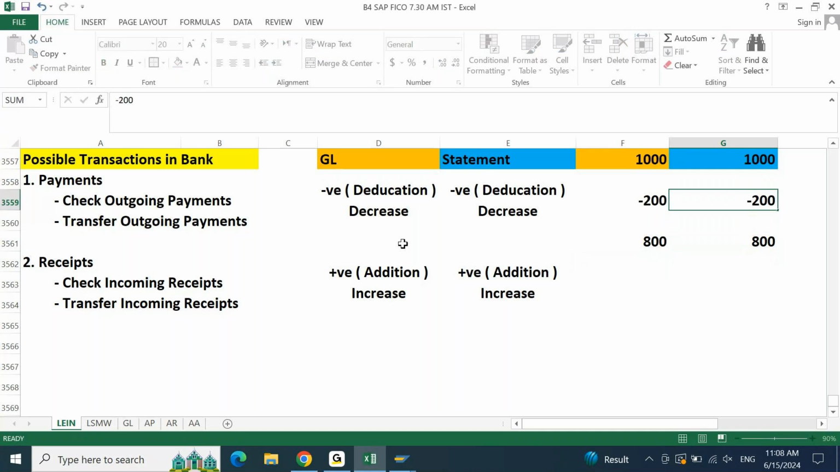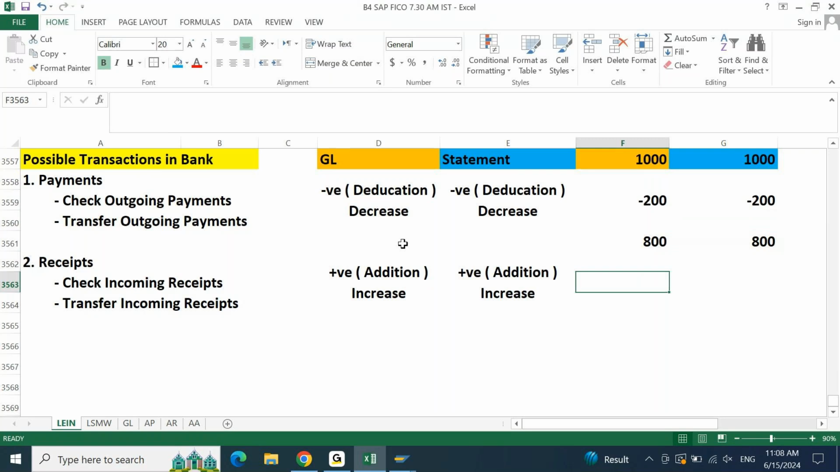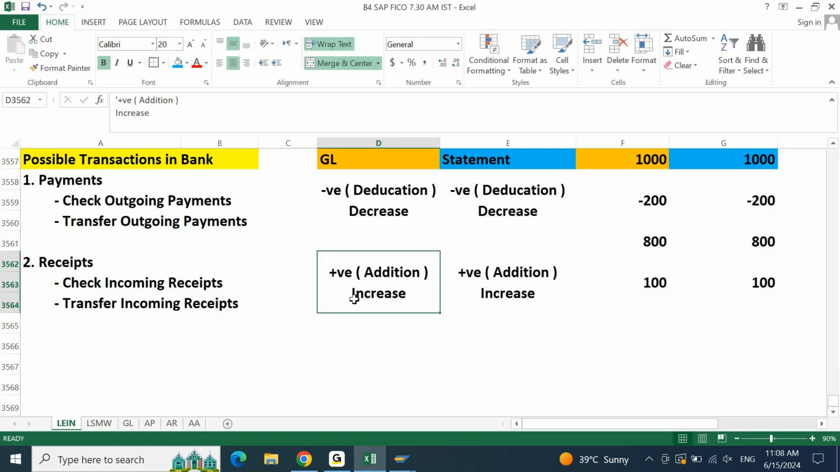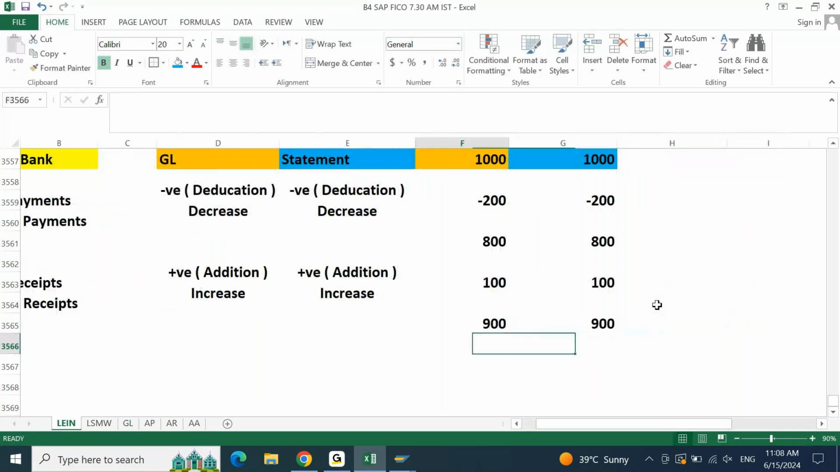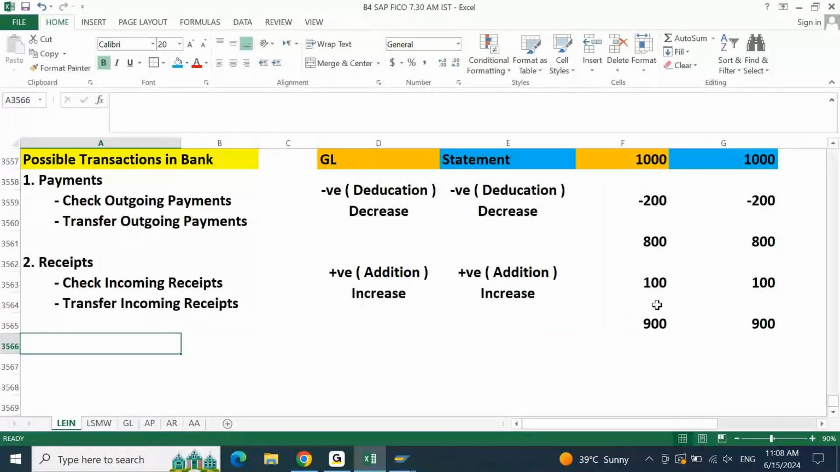Bank is also going to reduce the money here, because according to the bank also there is a reduction. Next, if you do any addition to this 800, let's say you add another 100, 100 is an addition. Addition is a positive number, meaning the bank is going to increase the amount. 800, if you increase with 100, this will become 900 here. Similarly, this will become 900 here.